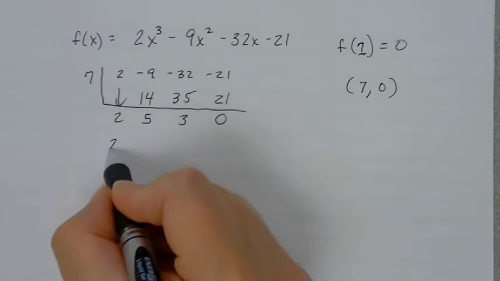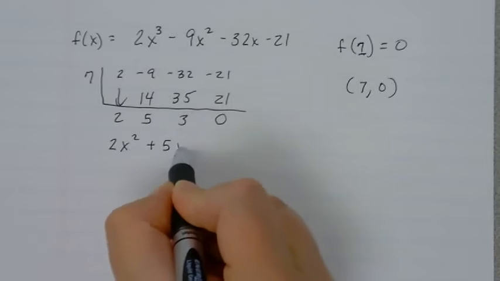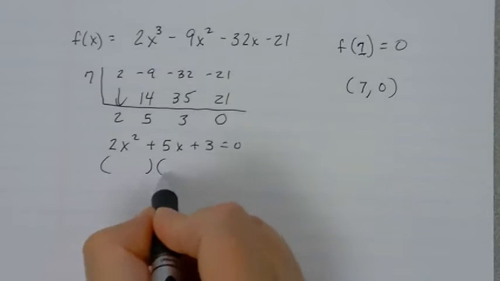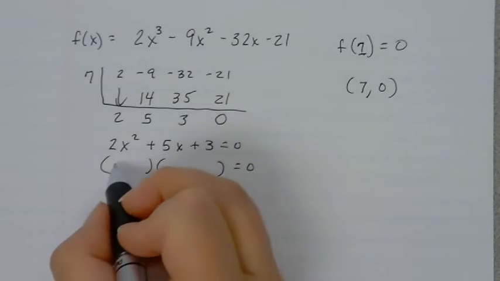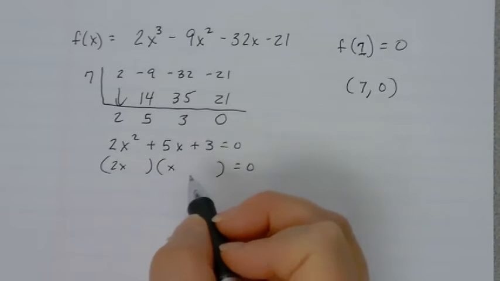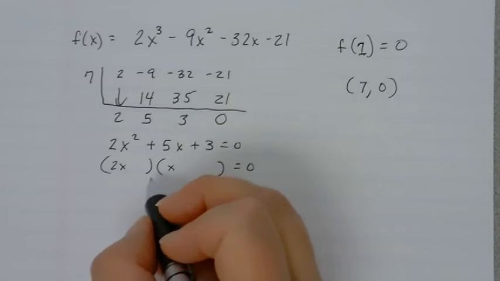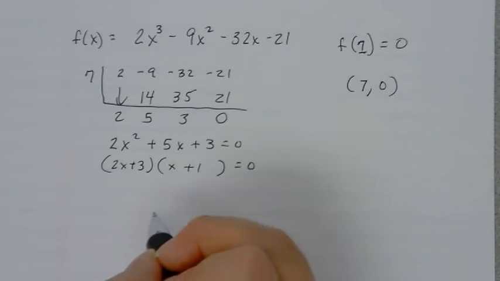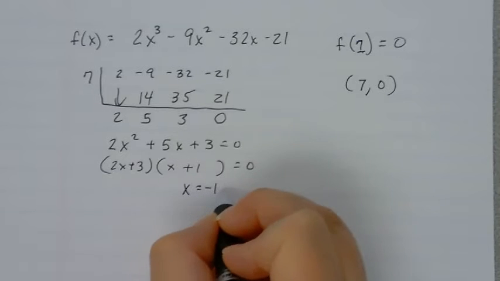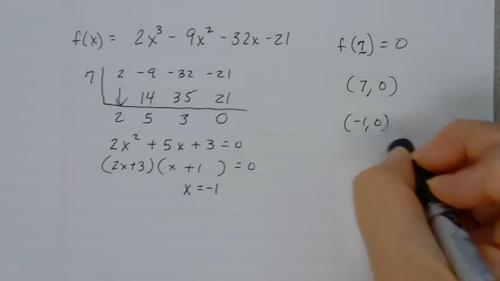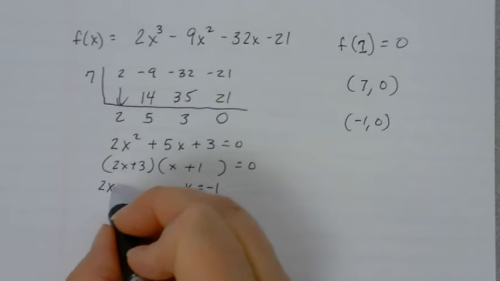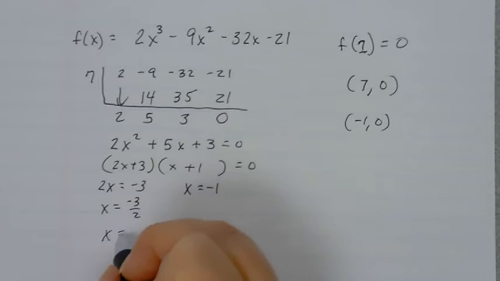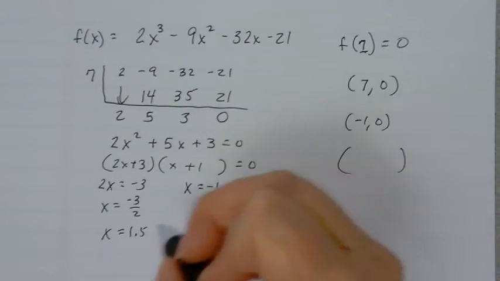So what I have left is 2x squared plus 5x plus 3 equals 0. So then I'm going to factor to see if I can find the other two zeros. 2x and x. And this one factors to plus 3 and plus 1. So x equals -1 is another 0. And x equals -3/2, or -1.5 is the other 0.